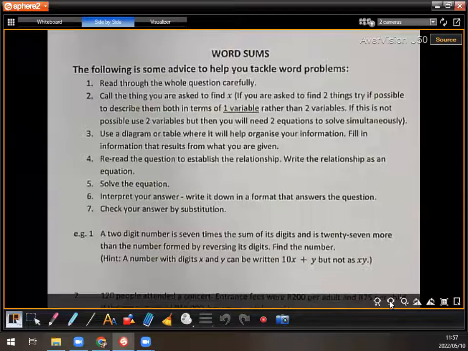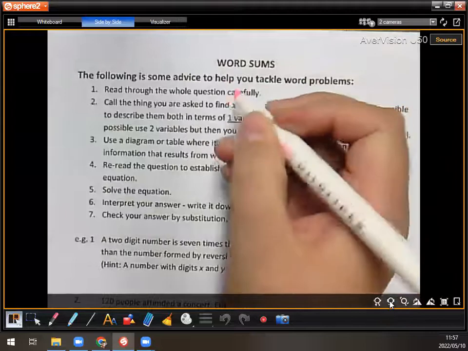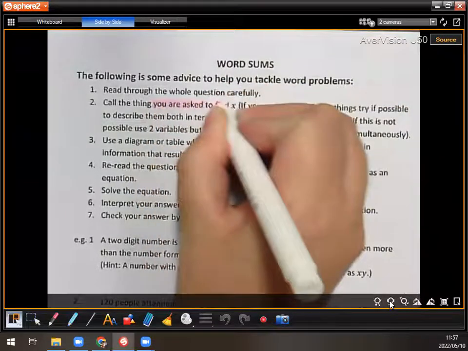All right, so if they're giving you some kind of a relationship between the two things that you're asked to find, you can express them using one variable. Okay, that will just make it a bit easier for you. You don't want to use simultaneous equations. So let's highlight that here. You are asked to find X.